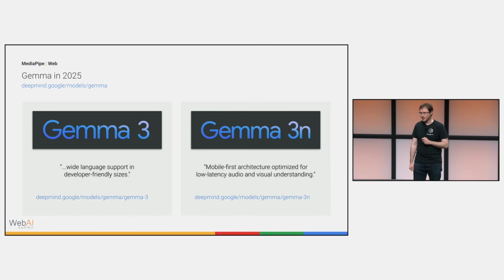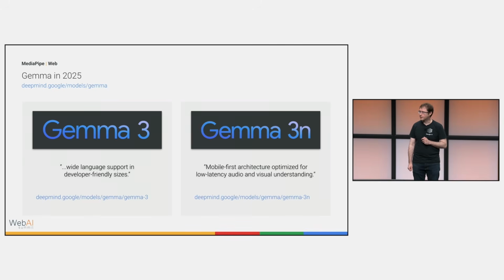To quote the Google DeepMind website, Gemma is a collection of lightweight, state-of-the-art, open models built from the same technology that powers our Gemini models. And 2025 was a big year for Gemma. We saw the launch of two new model families, Gemma 3 and Gemma 3N.